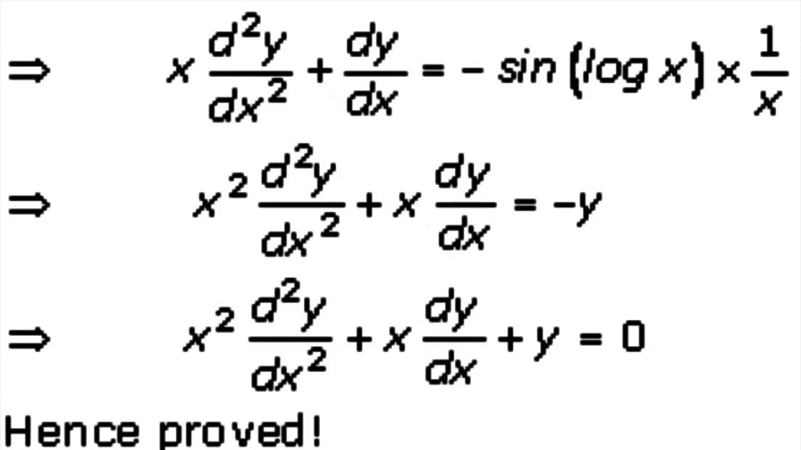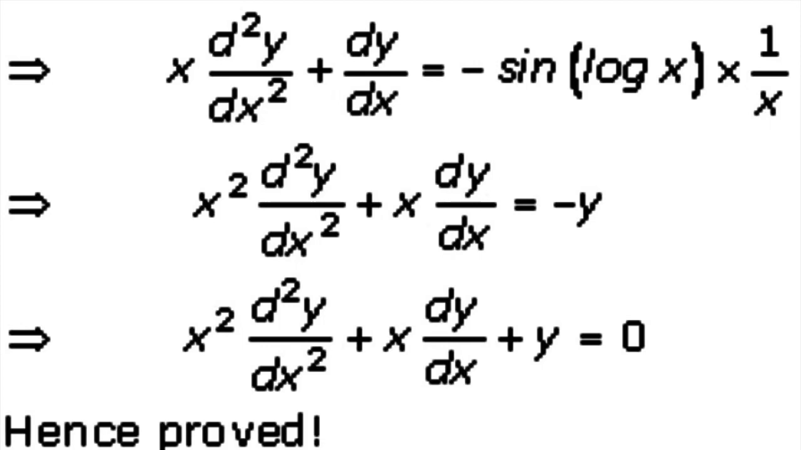Now, in the next step, again we are going to transfer x to the left hand side. So, we are going to multiply x in both the elements of left hand side. So, we will get x square into d square y upon dx square plus x into dy upon dx equals to, in the right hand side, the value of sine of log x is given to you, that is y. So we will get minus of y.